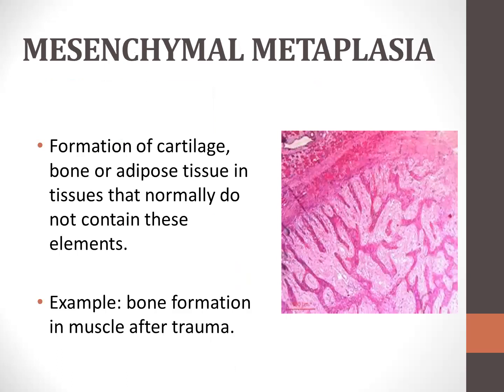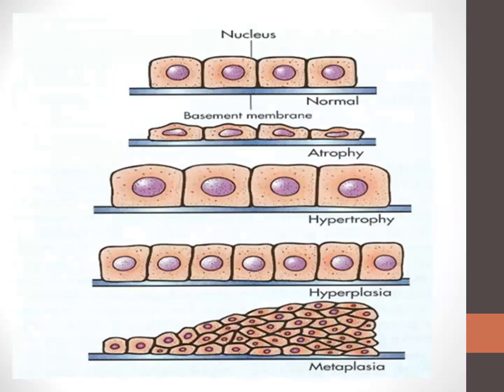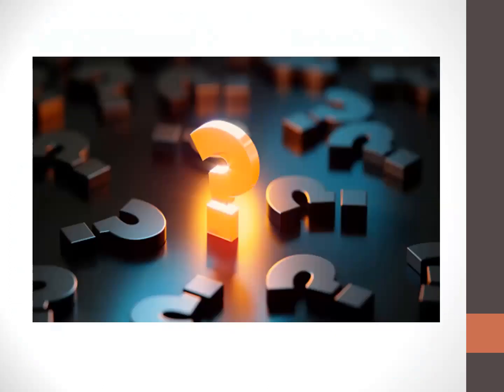Mesenchymal metaplasia is when there is formation of cartilage, bone, or adipose tissue in tissues that normally do not contain these mesenchymal elements. For example, bone formation in muscle after trauma. So the four forms of adaptation include atrophy, hypertrophy, hyperplasia, and metaplasia. This is all. Thank you.